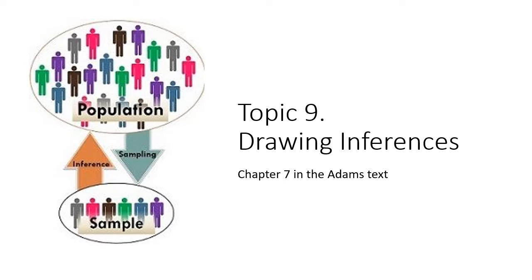This topic is topic 9 about drawing inferences, and it refers to chapter 7 in the Adams text. So as you know, we draw our sample from a population, and we're going to talk now about how we can take data from our sample and infer back to the population.